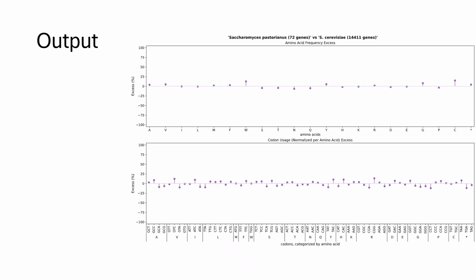And on the other hand, if we compare two similar organisms, Saccharomyces pastorianus versus Baker's yeast, which are closely related, as you might expect, the codon usage is fairly similar. And so I hope that this tool can prove useful to you.